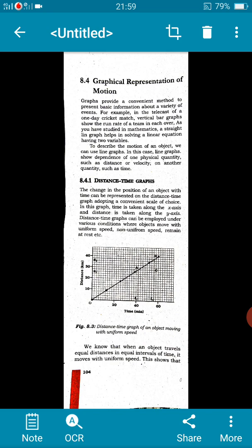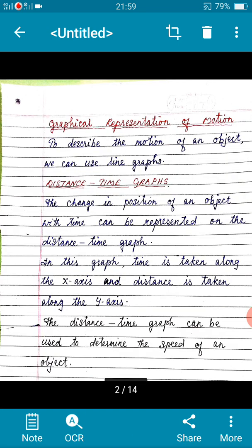So, the change in position of an object with time can be represented on the distance versus time graph, adopting a convenient scale of choice. So, what is there? The change in position of an object with time. It can be represented on the distance versus time graph.